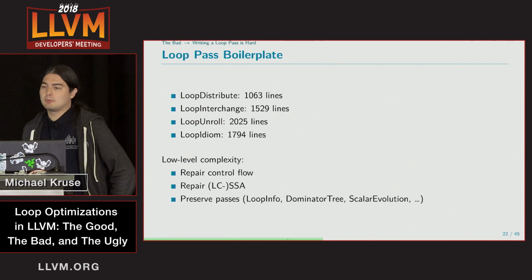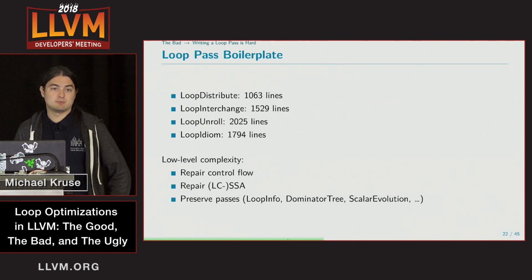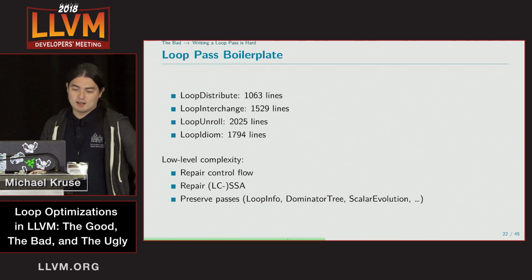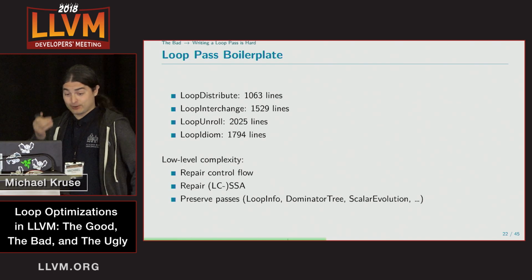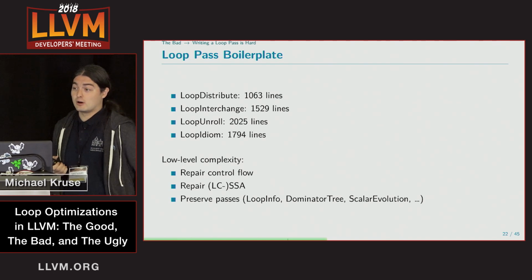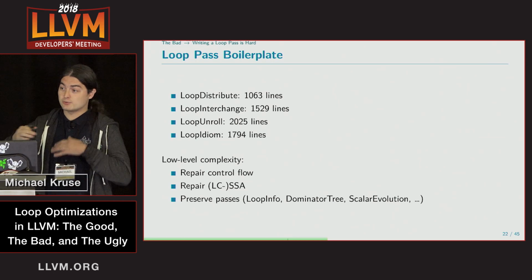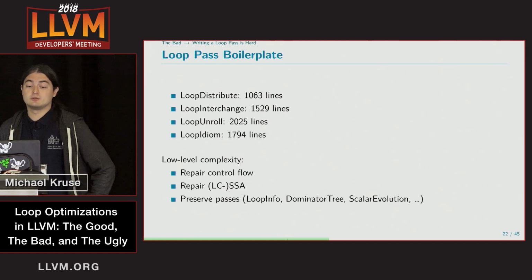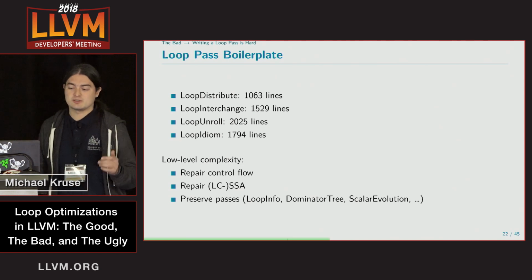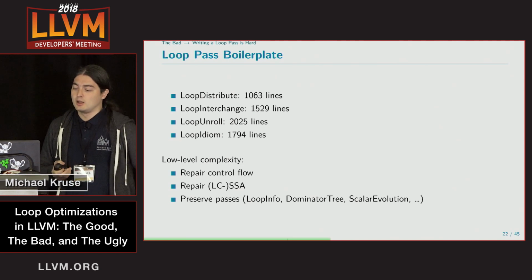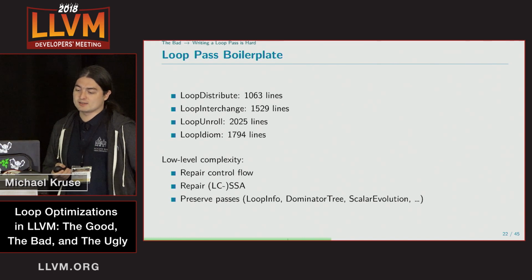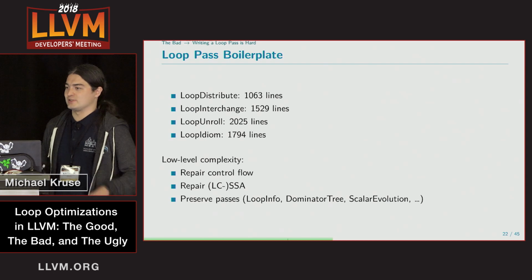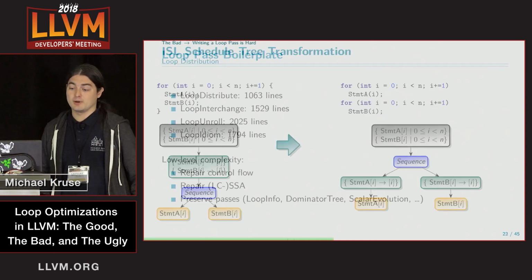There's also a lot of boilerplate. The loop transformation passes are quite big, which includes boilerplate code for two pass managers. When they're doing their thing, they have to repair the control flow, so restore the loop structure, possibly restoring the loop closed SSA form. The SSA form needs to be restored anyway, and they must care for the preservation of passes. For instance, they are obligated to preserve loop info, since this is necessary as they are loop passes.